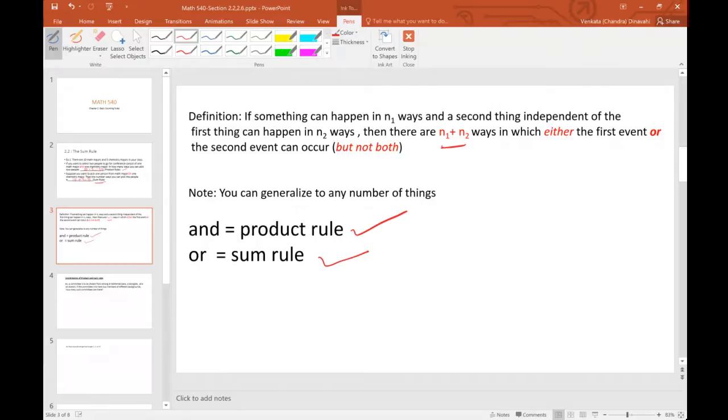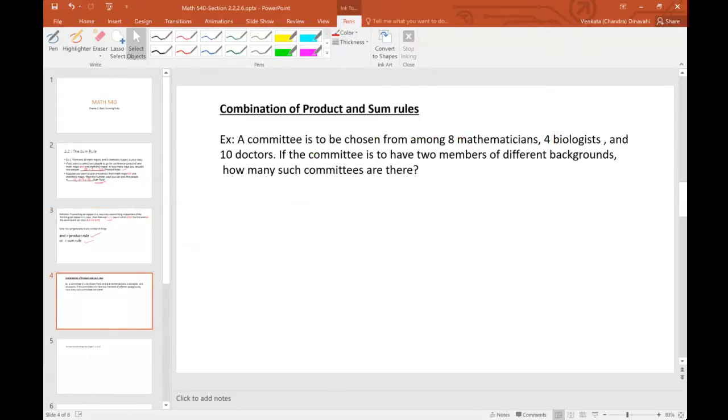I'll explain with the help of an example. Let us look into this. You are trying to pick a committee, and the choices you have are 8 mathematicians, 4 biologists, and 10 doctors. Your committee should have 2 people, and those 2 people should be from different backgrounds. How many different committees can you form?